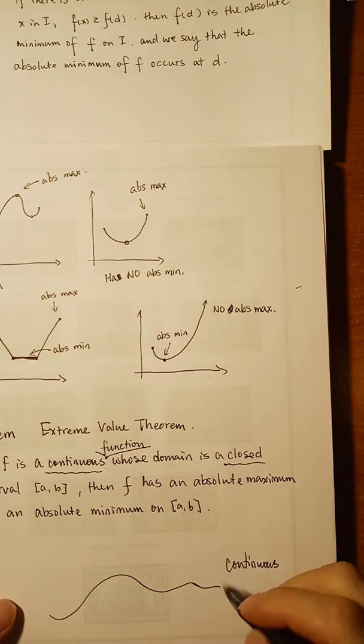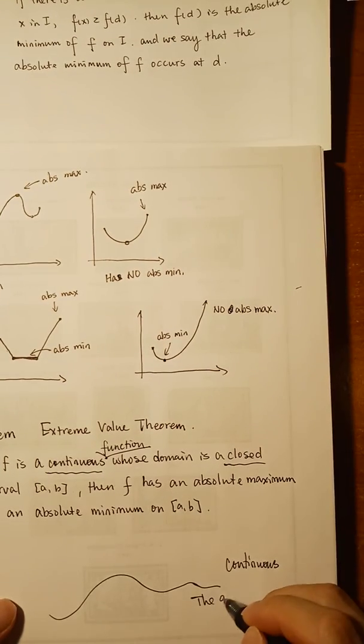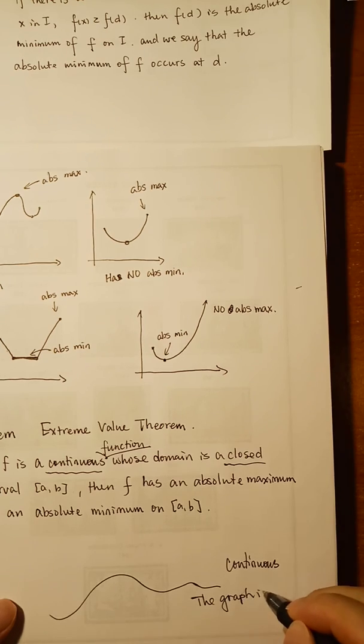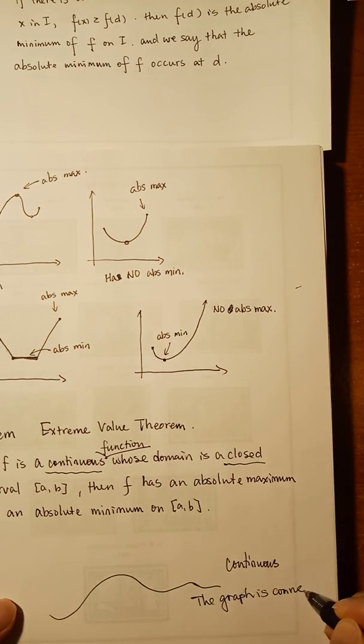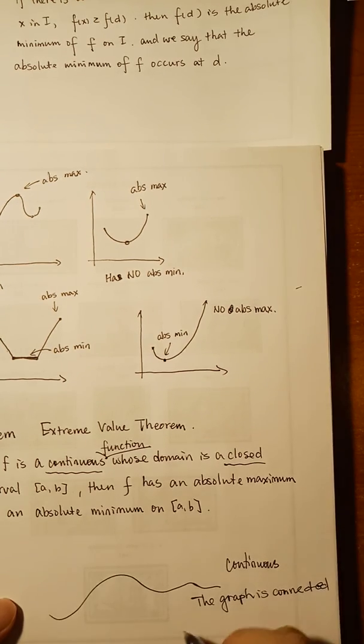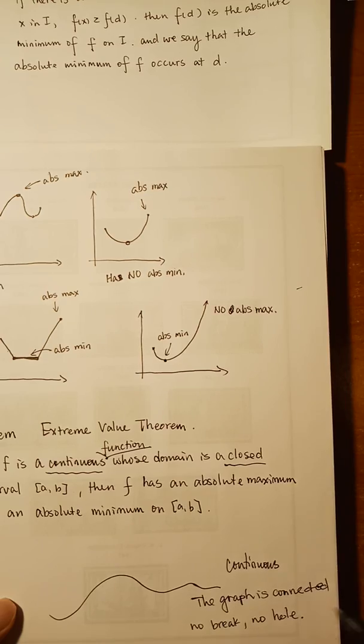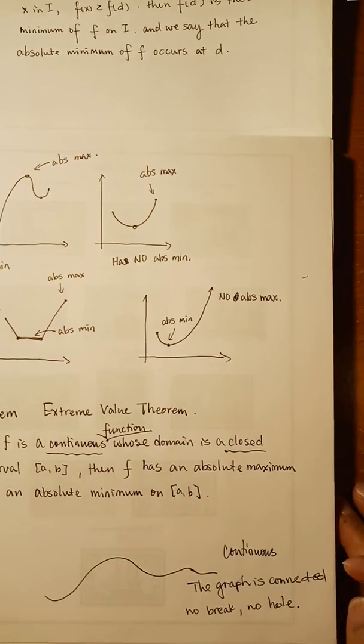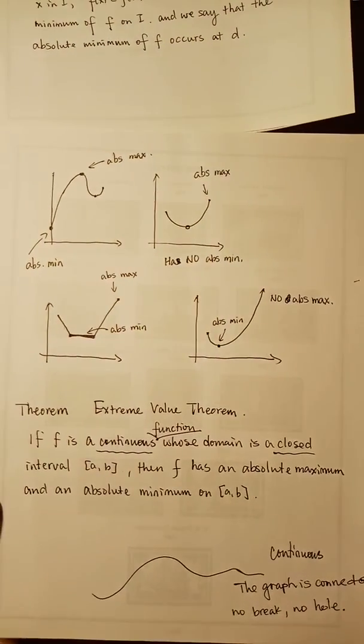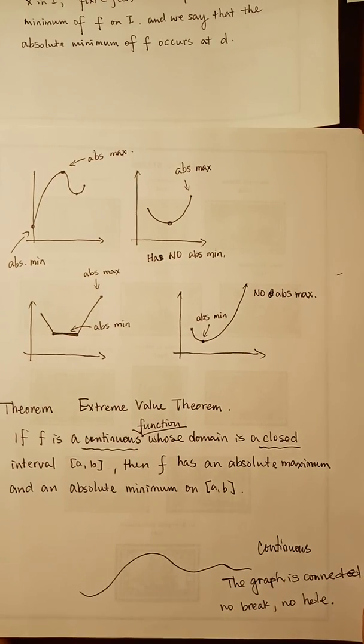This is continuous. Continuous means the graph is connected. No break, no hole. No break, no hole. Then the function is continuous.